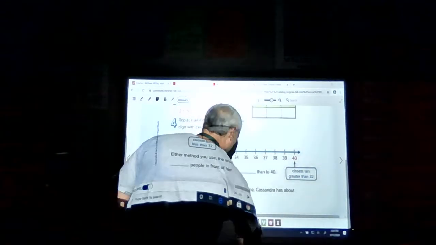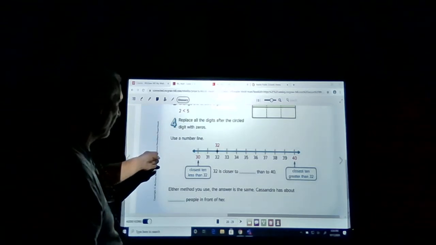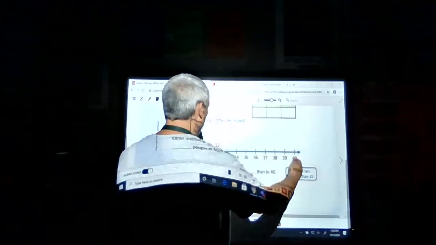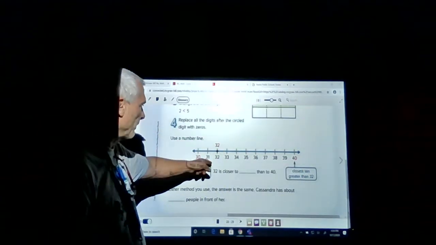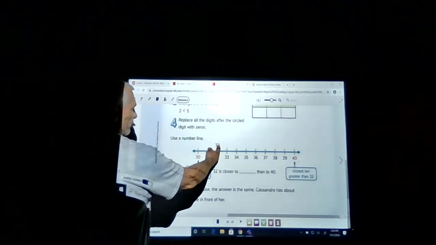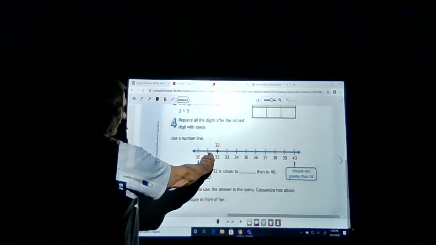I'll erase that. Here's another way to look at it with a number line. So on this number line, remember the arrow here will go all the way back to 0. And 0, 1, 2, 3, 4, 5, 6, 7, 8, all the way up. We're starting at 30. And these numbers would actually go as far as you wanted. So we're looking at just the numbers between 30 and 40, counting by 1. And the number we started with was 32. And the question would be, is 32 closer to 30, or would it go up to a 40? Well, you can see on the number line, it's a lot closer to 30.